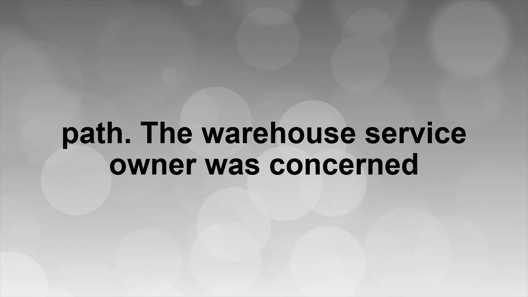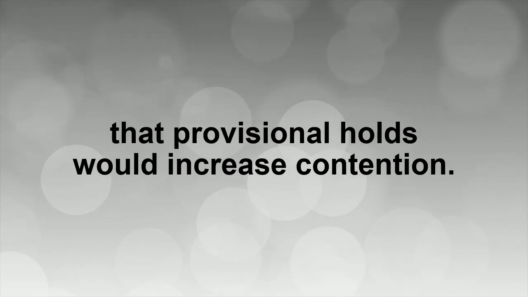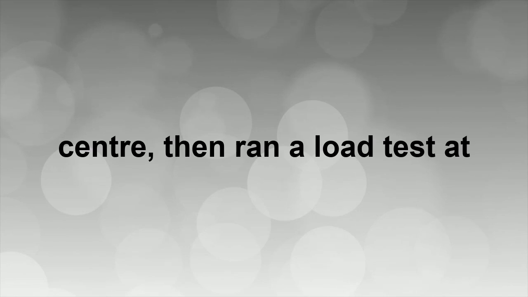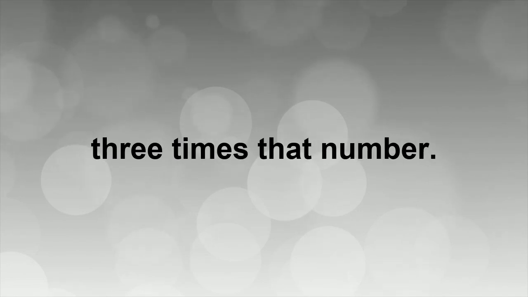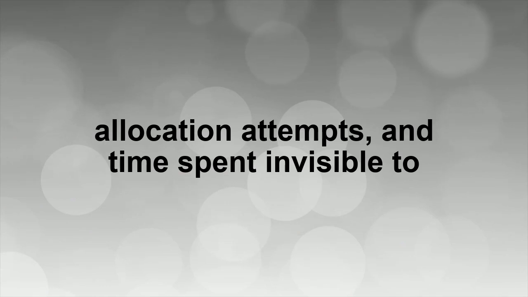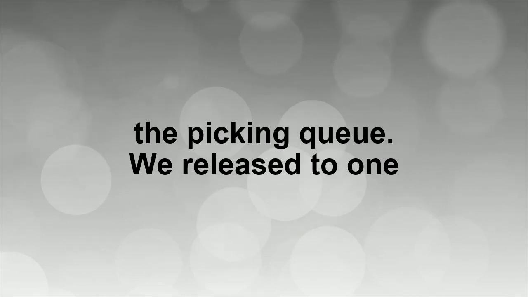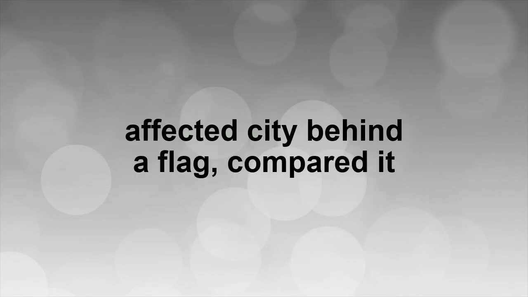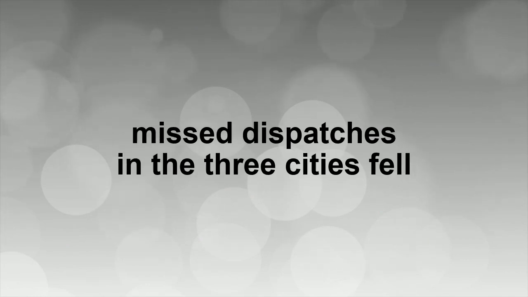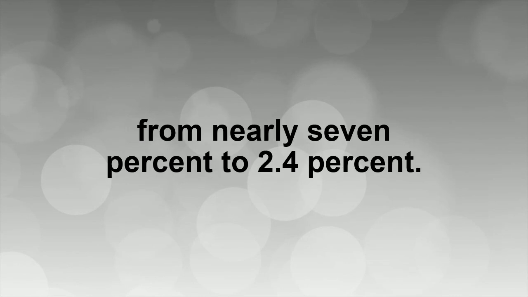The warehouse service owner was concerned that provisional holds would increase contention. I used the order distribution to estimate a peak of 32 simultaneous holds per center, then ran a load test at 3 times that number. I added metrics for overlap duration, allocation attempts, and time spent invisible to the picking queue. We released to one affected city behind a flag, compared it with a control city for 2 evenings, and then expanded. Within a week, missed dispatches in the 3 cities fell from nearly 7% to 2.4%.